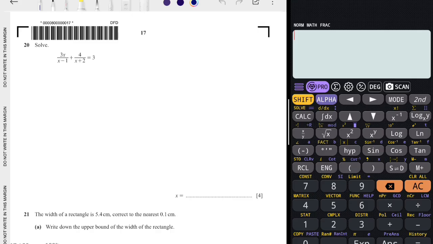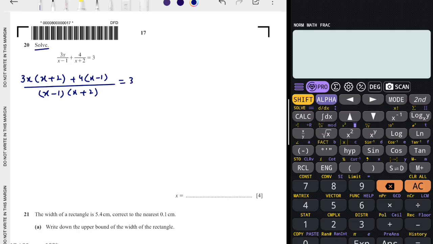Question number 20. Solve 3x divided by x minus 1 plus 4 divided by x plus 2 is equal to 3. So we'll take the LCM. The LCM will be x minus 1 and x plus 2. We do cross multiply. 3x into x plus 2 plus 4 into x minus 1 is equal to 3.